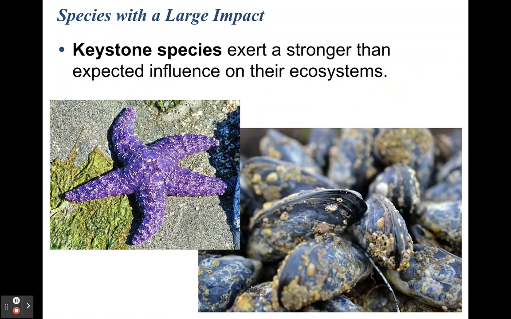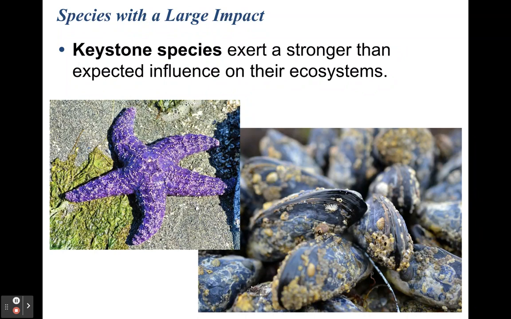Okay, a keystone species. We're going to look at two examples of species that have a really significant impact on their ecosystem. First is a keystone species, and we describe these as species that exert stronger than expected influence on their ecosystem. So based on their numbers within the ecosystem, we wouldn't necessarily expect them to be extremely important. However, when they're removed, we see that major changes to the ecosystem will occur. And the purple sea star here is an example of a keystone species.